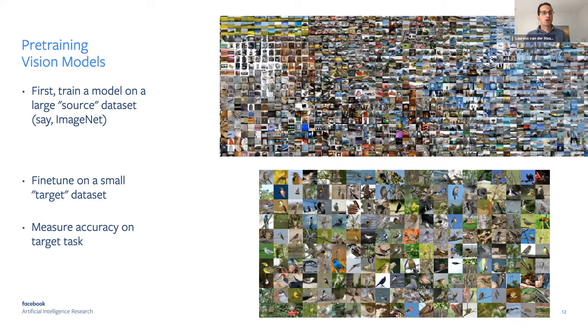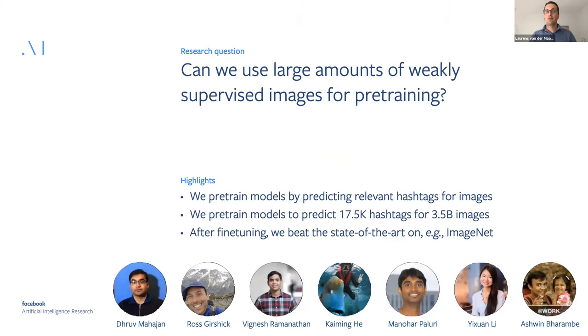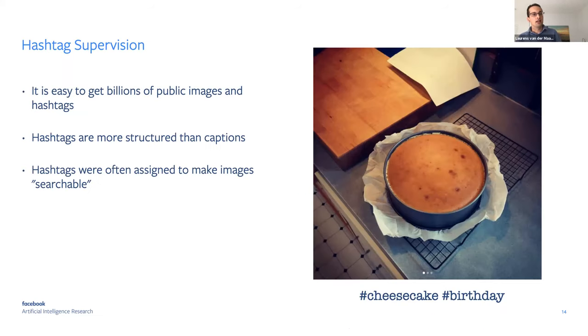And this made us wonder what is the right source data set? What is the right pre-training task for these kinds of vision models? In particular, the question we became interested in is, can we use large amounts of weakly supervised images for pre-training rather than something like ImageNet? So this is a study with a bunch of colleagues of mine, including Dhruv, Ross, Vignesh, Kaiming, Manohar, Yashwan, and Ashwin. So in this study, what we looked at is hashtag supervision. So here's an example of an image.